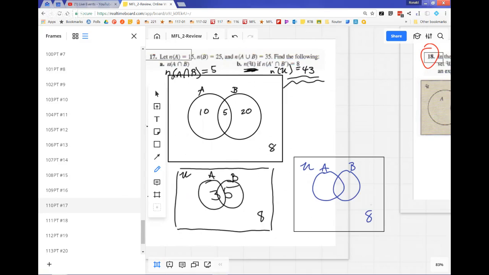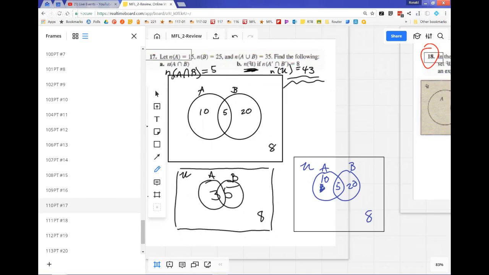Okay, what am I missing here? Number 17. A has 15. B has 25. So we still have this situation: 5 in the overlap. This has to be 10, and this has to be 20. And now the question is, what's the number of elements in the universal set?